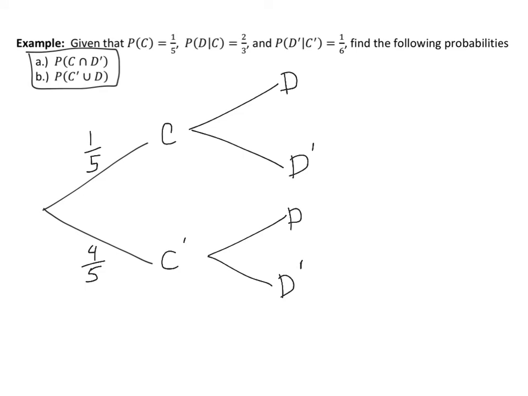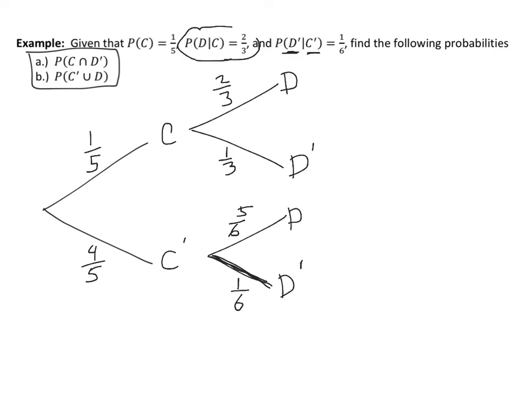Now when we move on to the next branch, we get to our conditional probabilities. The probability of D happening given that C happened is 2/3. So that means this is 2/3, and this other branch is 1/3. The probability of D not happening given that C did not happen. This time they gave me the bottom branch of this one, and that's fine. I just have to notice that this is the bottom branch and not the top branch, and that means this one has to be 5/6.